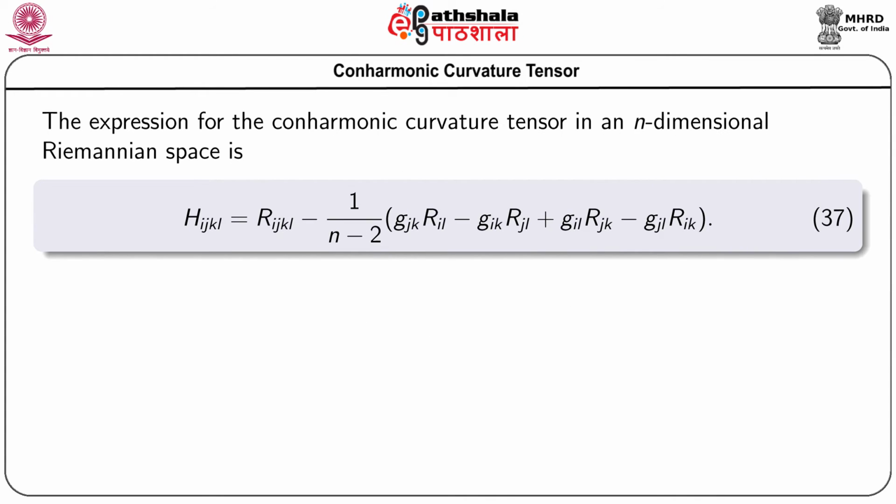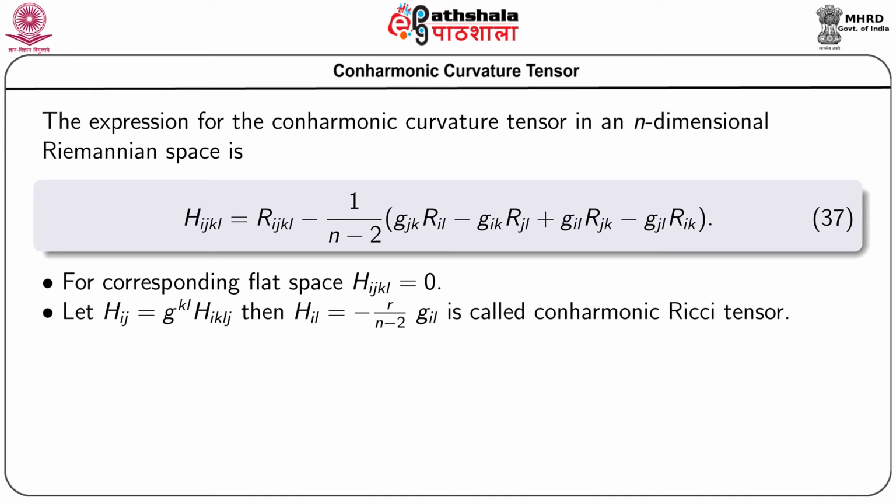The expression for the conharmonic curvature tensor in an n-dimensional Riemannian space is this one: H_ijkl equals R_ijkl minus 1 by (n minus 2) times the bracket, g_jk R_il minus g_ik R_jl plus g_il R_jk minus g_jl R_ik. So, a space is conharmonically flat if H_ijkl equals 0.